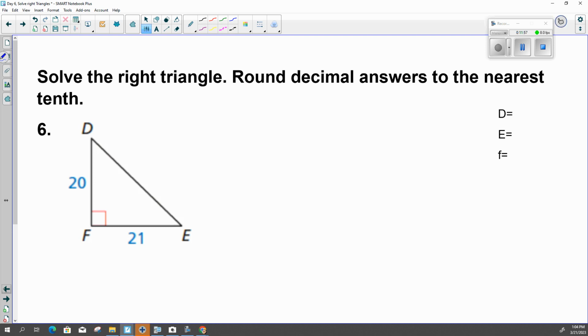Sam, how did you start this one? There's lots of things you could do. Did you want to find a side first or an angle first? Which one did you find, D or E? Okay. If you decide to start with D, that's fine. Would you have to use sine, cosine, or tangent? Yes, because he knows opposite and adjacent. If you did not do it this way, that's fine.